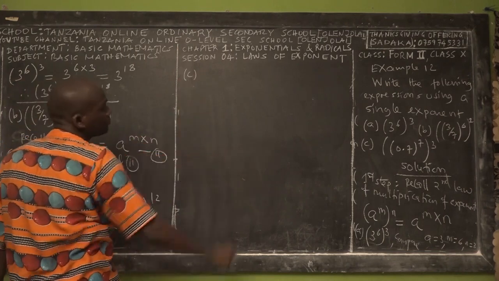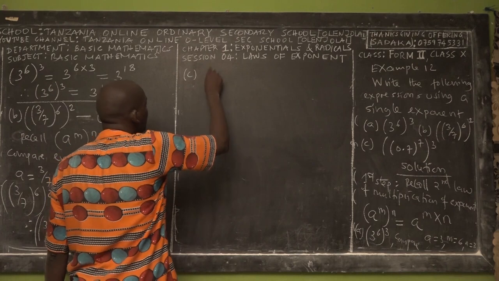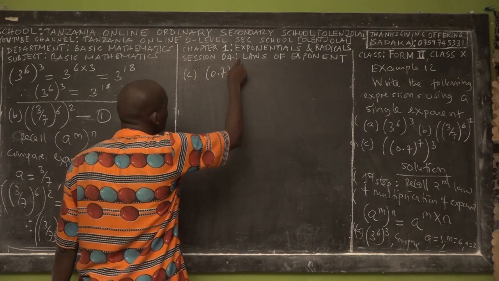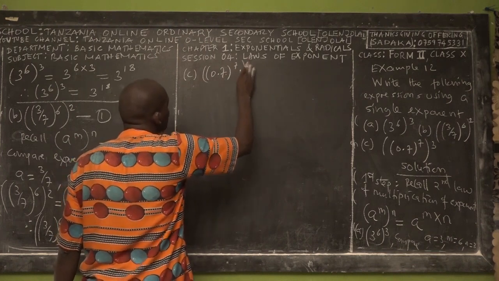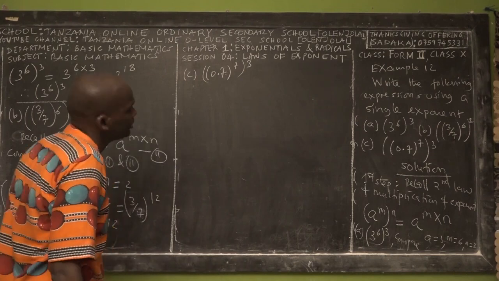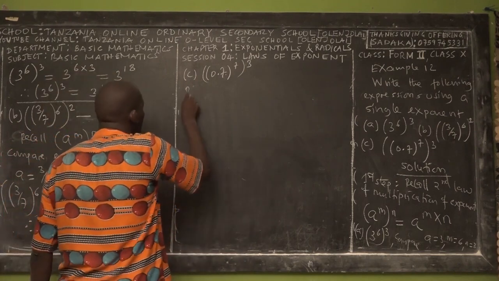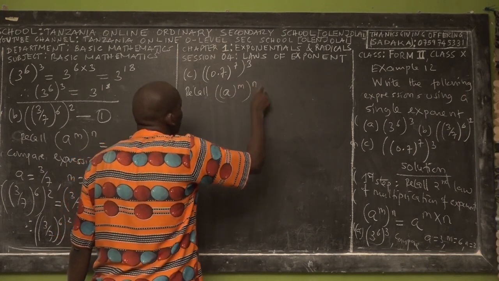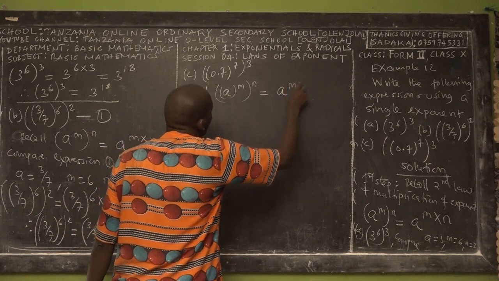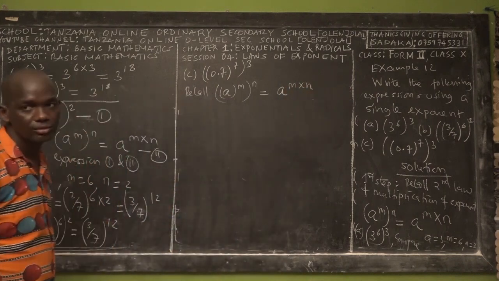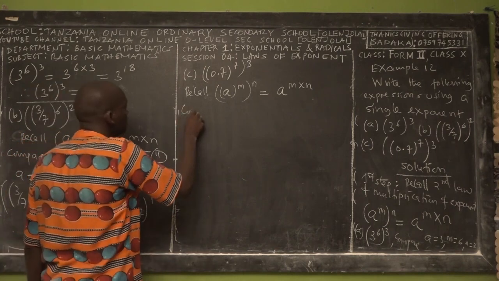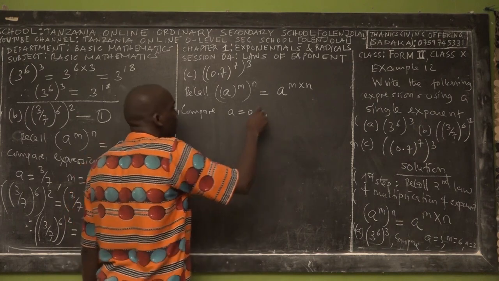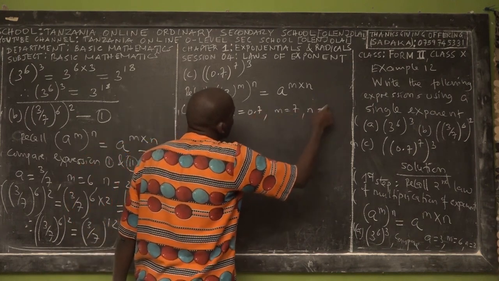Roman C, we have been given 0.7 as the base, power 7, power 3. So we have to recall the law. The law is a power m power n is equal to a power m times n. If you compare, a is equal to 0.7, m is equal to 7, n is equal to 3.